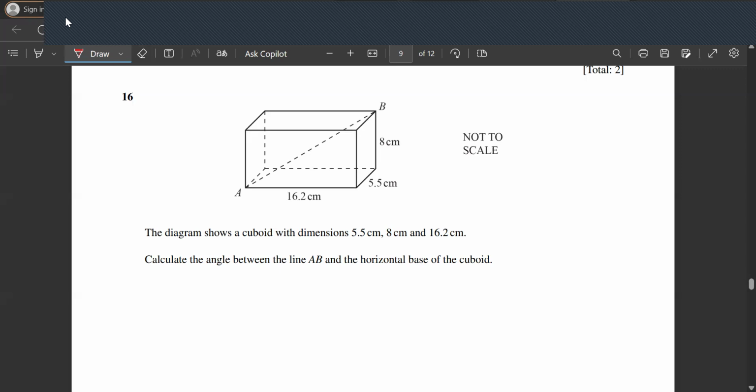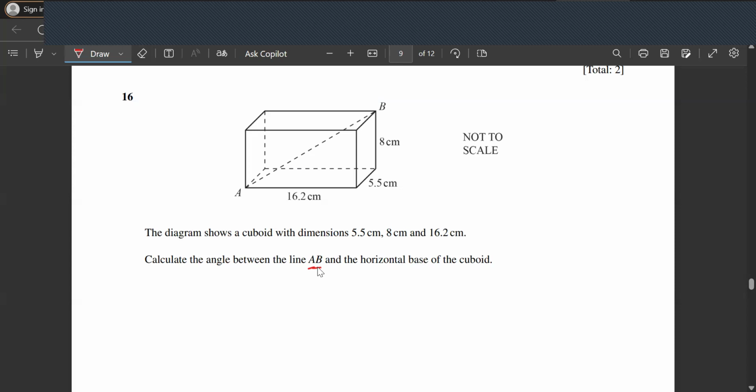But the problem is that sometimes they are confused in finding the angle. If I showed them I want this angle, they would solve the question directly. So how do we find the required angle? Look here, he said: calculate the angle between AB and the horizontal base of the cuboid.